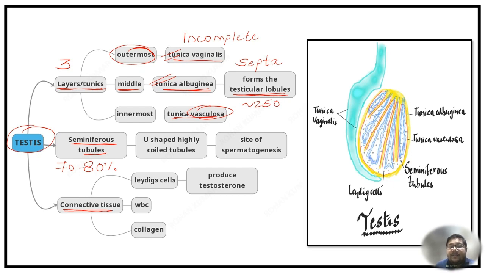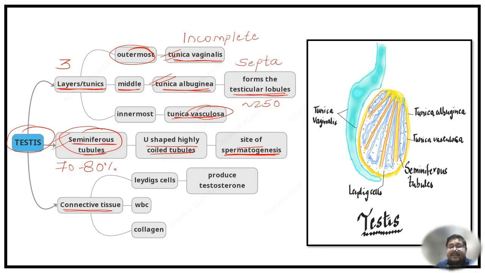Now let's talk about the seminiferous tubule, which forms the major portion of the testis. That is about 70 to 80% of the testicular mass and volume is formed by this seminiferous tubule. In the previous lecture, you have already studied a lot about seminiferous tubule. Here we are just going to talk a little bit about its gross morphology. These are U-shaped, highly coiled tubules, and they are the site of spermatogenesis. Just before this, we were talking about two functions of testis, that is gametogenic function and steroidogenic function. So gametogenic function of the testis is actually occurring within the seminiferous tubule.